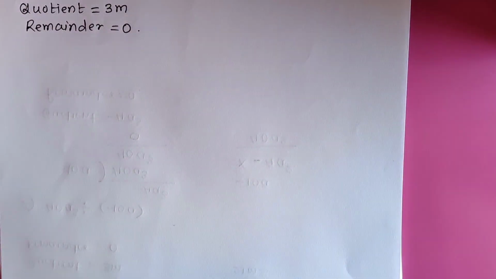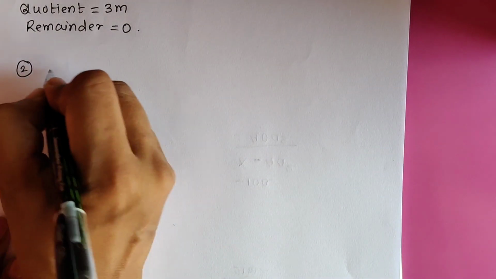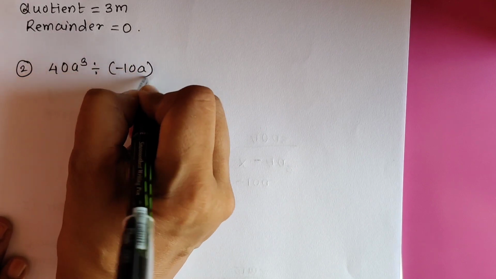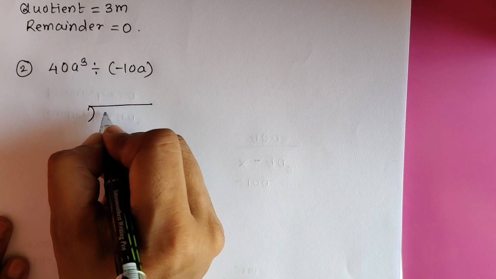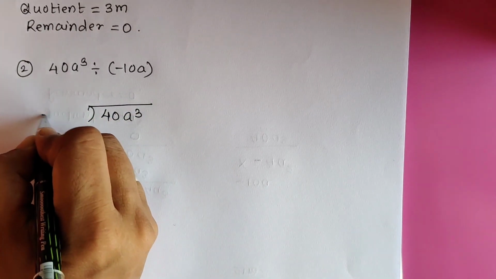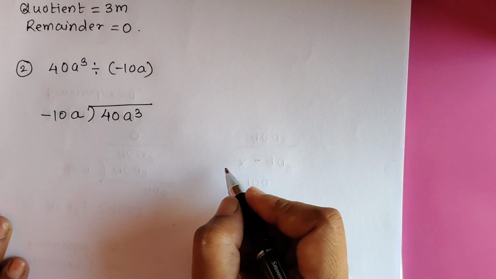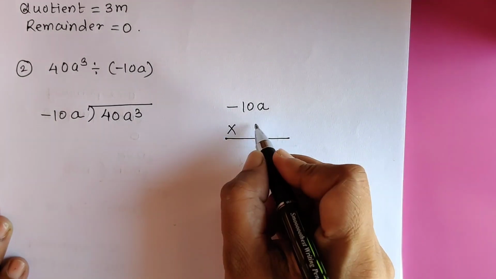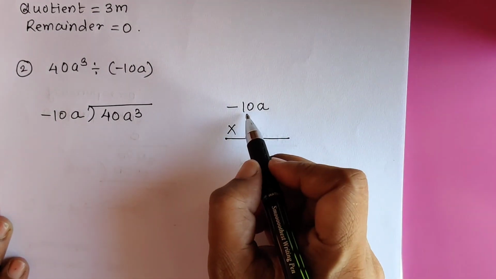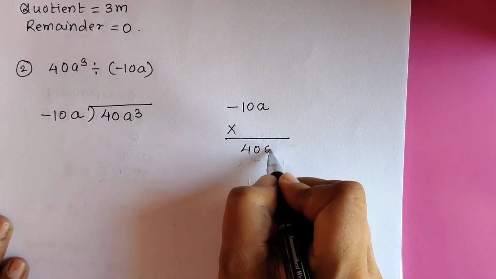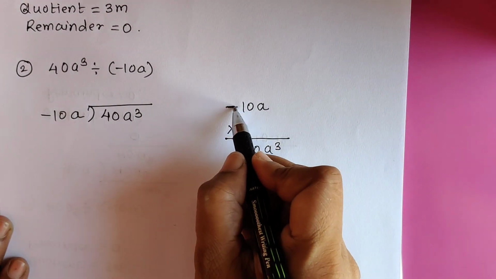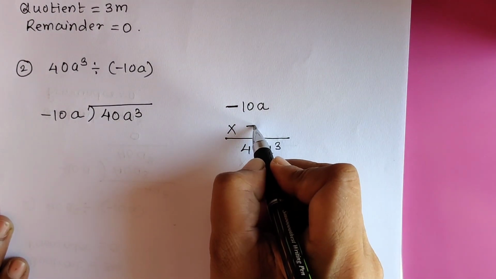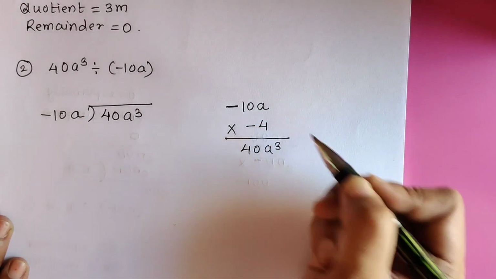Now let us find out the answer for the second sum. Second sum is 40a cube divided by minus 10a. So 40a cube is the dividend and minus 10a is the divisor. Now what we have to do? We have to write the divisor here, minus 10a, and we have to find the algebraic expression by which if you multiply this minus 10a, the answer should be 40a cube. So we all know as the minus sign is there, we require the algebraic expression which is negative, which is also having the minus sign. So 10 4s are 40, we all know that.